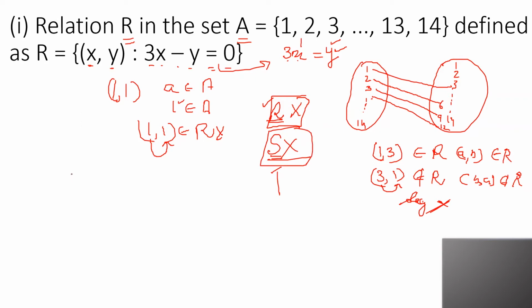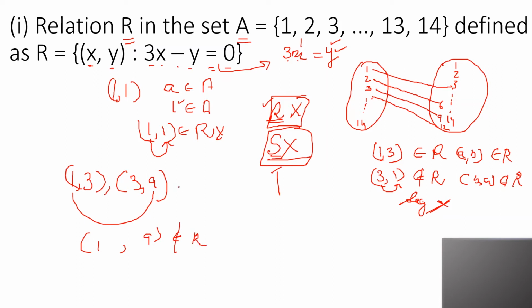Next, third thing is transitive. Transitive means, here we can see that 1 is related to 3, 3 is related to 9. Is 1 related to 9? Is 9 3 times of 1? No, it does not relate to the relation R. These two relate to R, but 1 is not related to 9. Therefore, this is also not transitive.